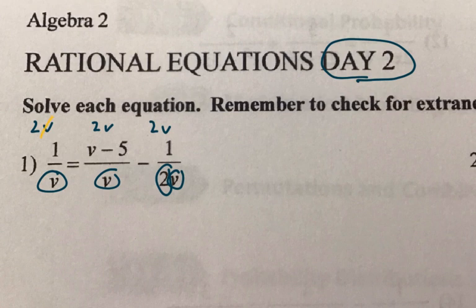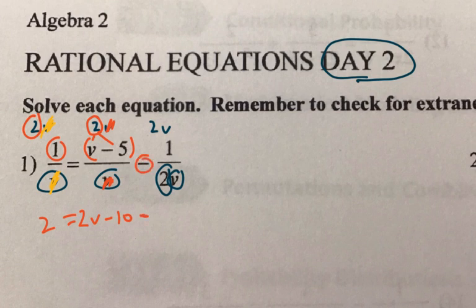Notice that the V's here cancel, and all I have is this 2 times 1, which is a 2, equals. Here, the V's cancel. I have to take 2 and distribute it with V minus 5. So that will be 2V minus 10 minus, watch your signs. Here, both 2 and V cancel. All I have is 1. So 2 will equal 2V minus 10 minus 1, which is minus 11.